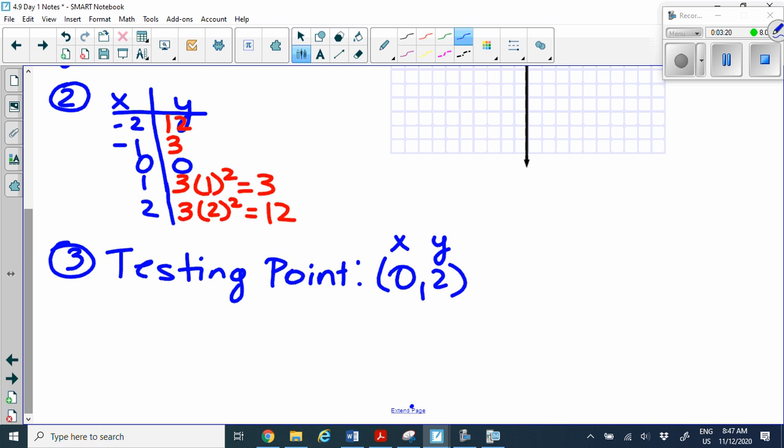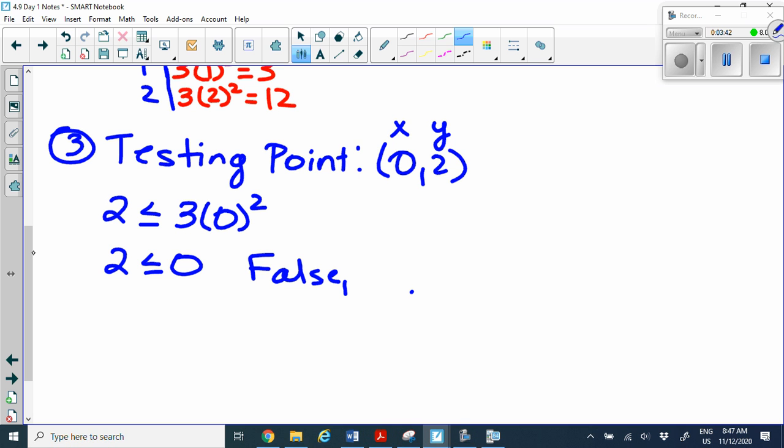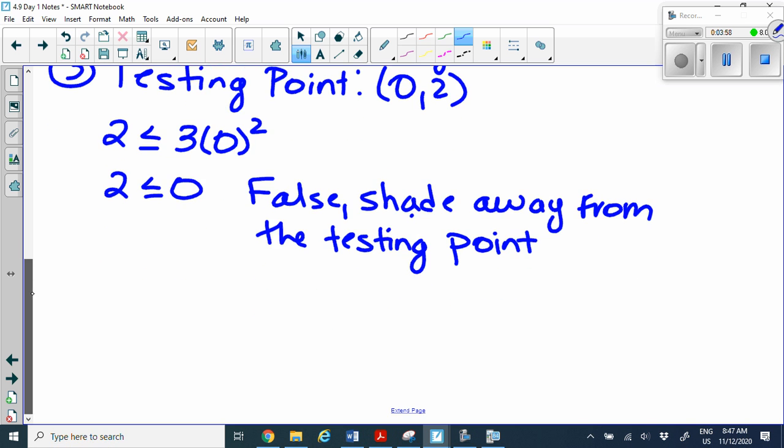correctly. Okay, so our inequality here is we have y, so that's 2 is less than or equal to 3 times 0 squared. So I have 2 is less than or equal to 0. Is this a true or false statement? Oh, it's false because 2 is actually bigger. So because it's false, we are going to actually shade away from the testing point. So in this case, because we are shading away from the testing point, we're going to shade on the outside of the parabola.